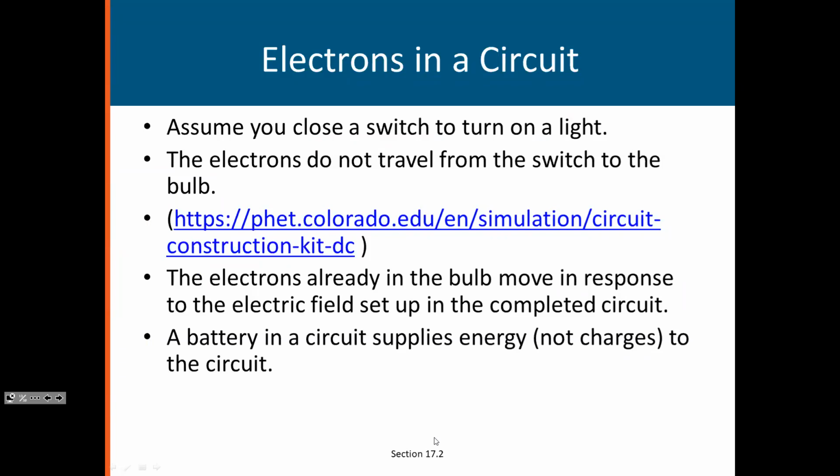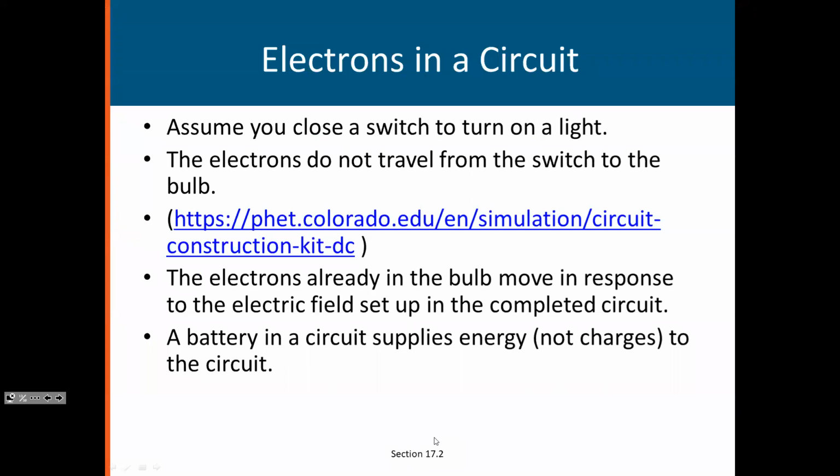See, now I'm going back to the slide. The electrons already in the bulb move in response to the electric field set up in the complete circuit. You don't have to wait for the electron near the battery to make the journey around the circuit to make the bulb light up. So that is a trick.